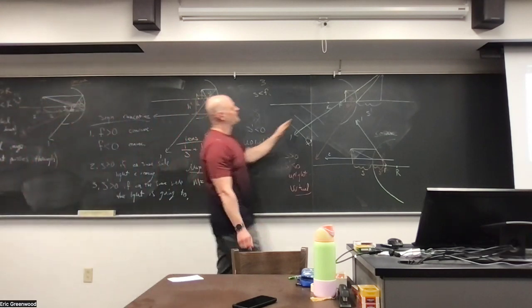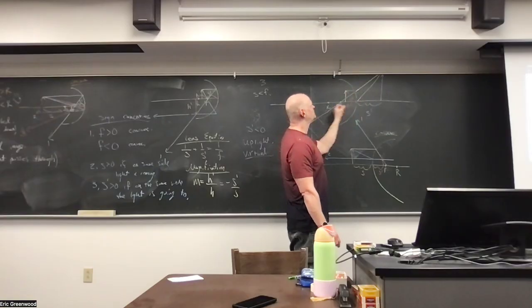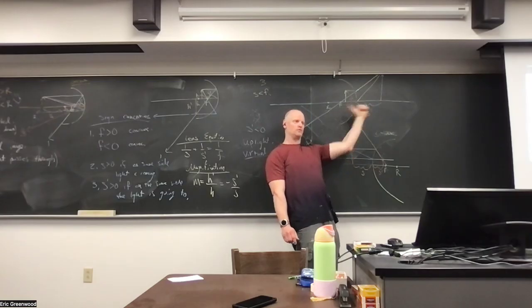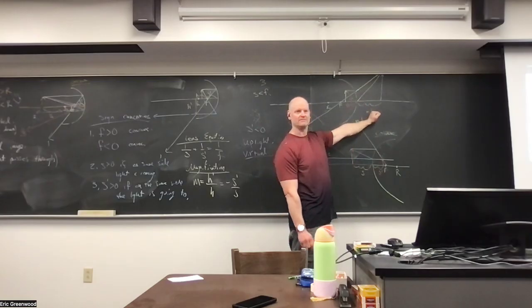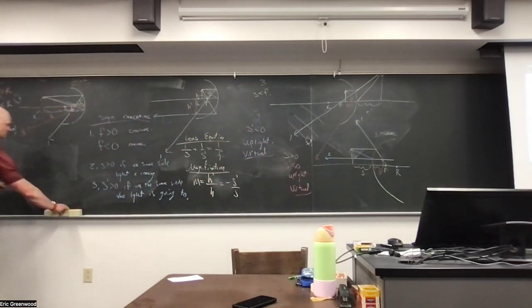Over here, my light is going from the left to the right, hits the mirror, goes from the right to the left, which means that this guy is on the opposite side that the light is going to, because my light is going to the left, which makes this guy negative. Okay. Finally, the last one, write that over here.